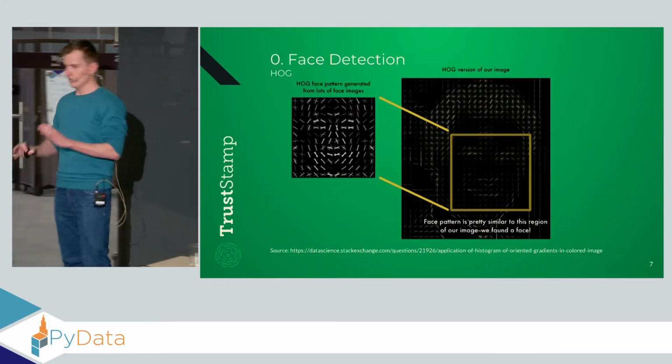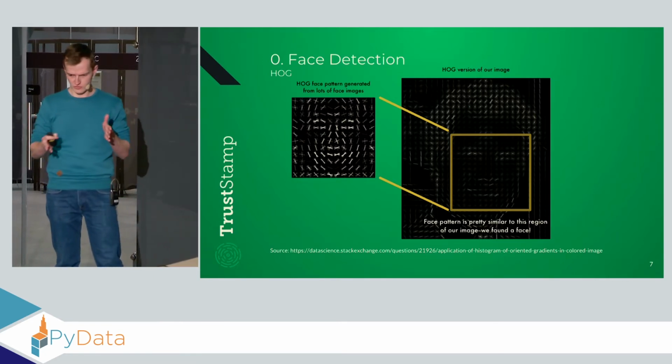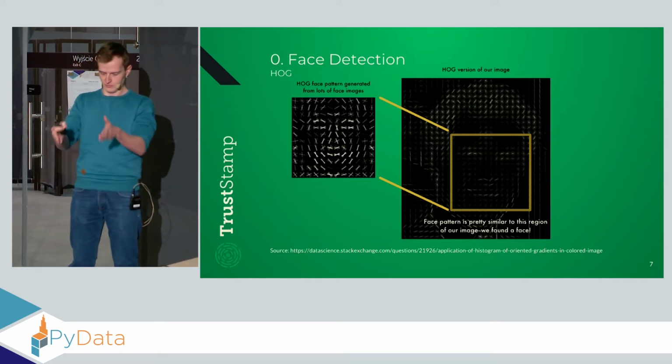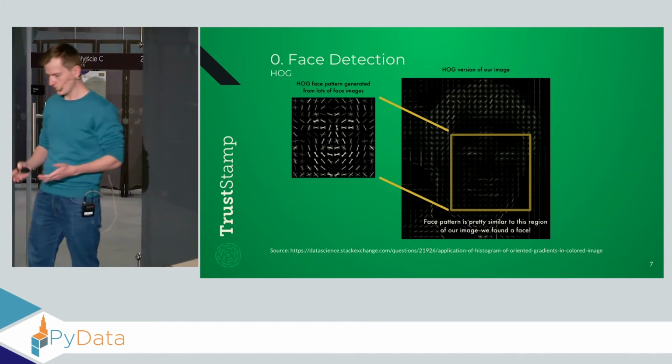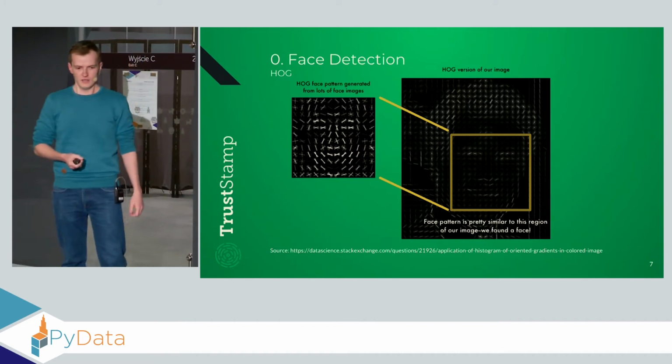In a nutshell, all you have to know, I don't want to go into details in this presentation, is that it is a feature descriptor. That means we have some image, and out of this image we produce a feature vector. Then this feature vector is an input to some classifier, for example, SVM. And that's it.